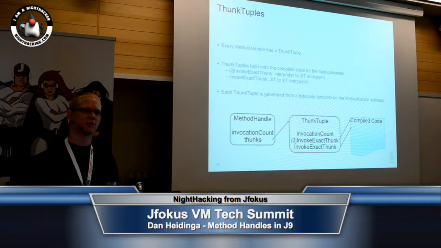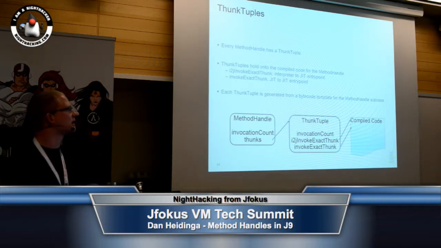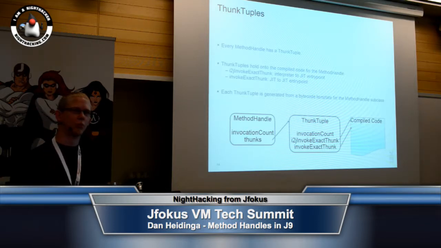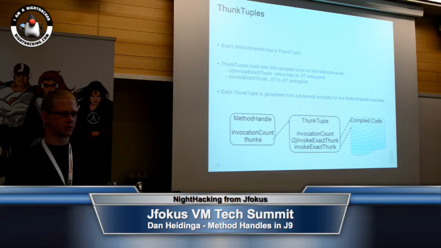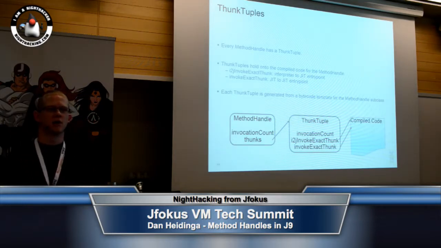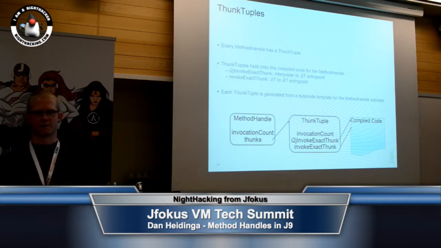So one of the abstractions that we added for this is a thunk tuple. So every method handle has a thunk tuple, and this thunk tuple holds on to two entry points. These are what lets us get from our interpreter into our compiled code. So the first entry point is the I to J, or interpreter to JIT, invoke exact thunk. It points to the start of whatever that compiled body is. And the second entry point is the invoke exact thunk. This is our JIT to JIT entry point. And it points a little further down in the compiled code. And the reason for this is that the first entry point knows how to read the interpreter state, load it off the interpreter stack into registers, and then fall through into the JIT to JIT entry point.